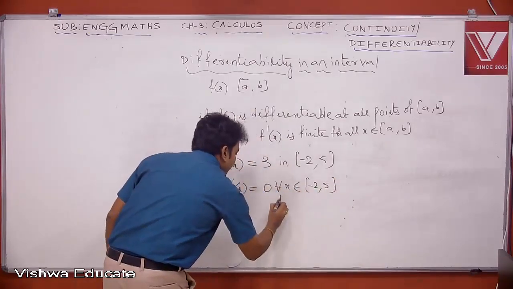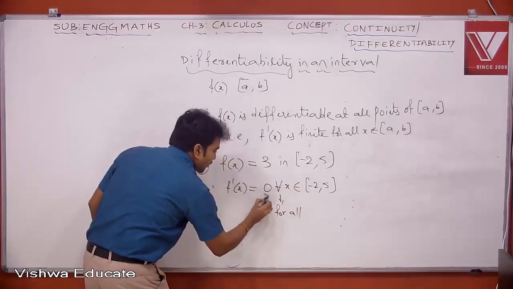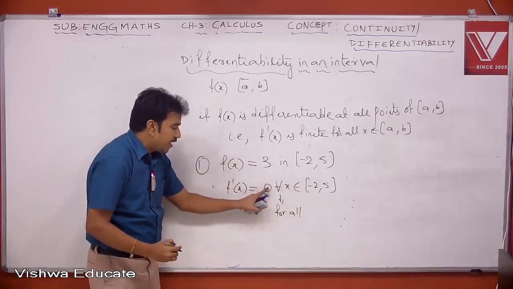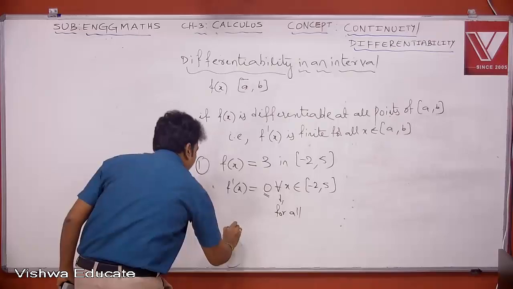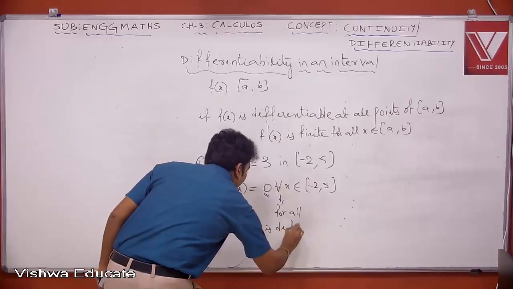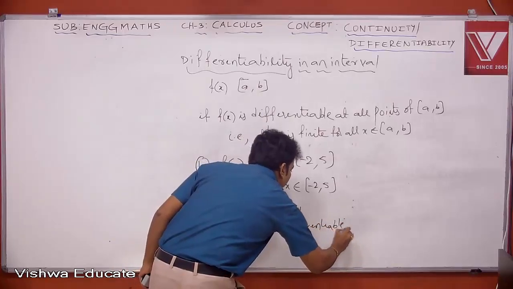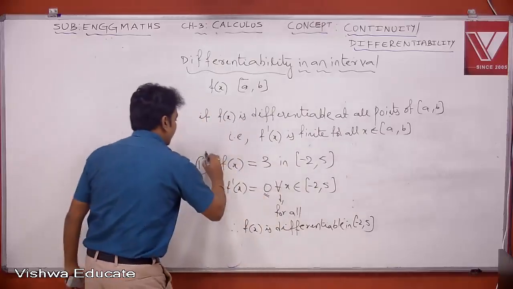So f dash of x is 0 for all x belonging to closed interval minus 2 comma 5. This is the symbol we use for all. Anyhow, we know that 0 is a finite number. So replace x by any element in this interval, we get 0. It's a finite number. Therefore, the constant function is differentiable in this interval. Therefore, f of x is differentiable in closed interval minus 2 comma 5. Note this example 1.